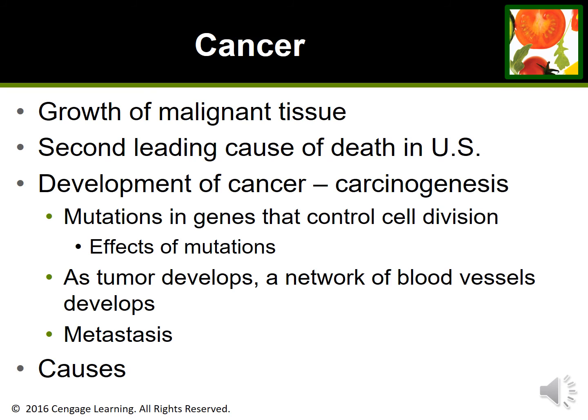Another issue that can affect the immune system is cancer. Now, cancer is something that has lots of different causes. Some of it is genetic, some of it is diet, exposure to toxins through the environment, and other lifestyle factors. But let's go ahead and take a look at how it develops, the different steps.